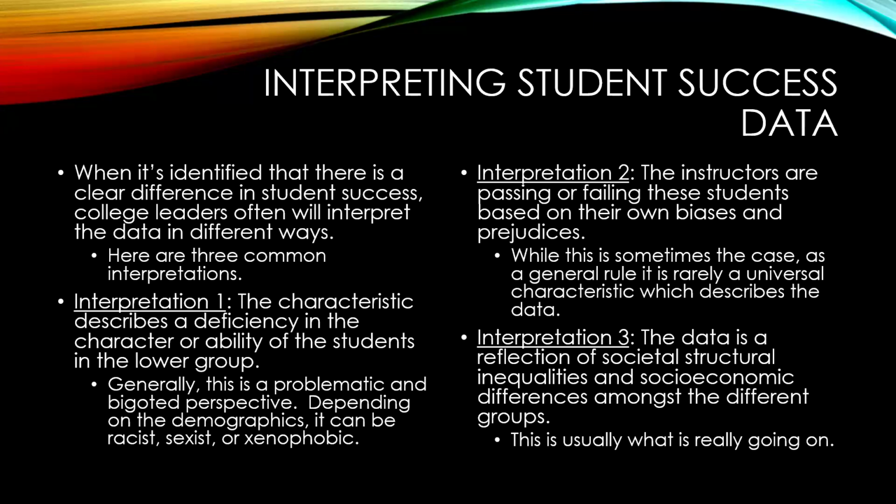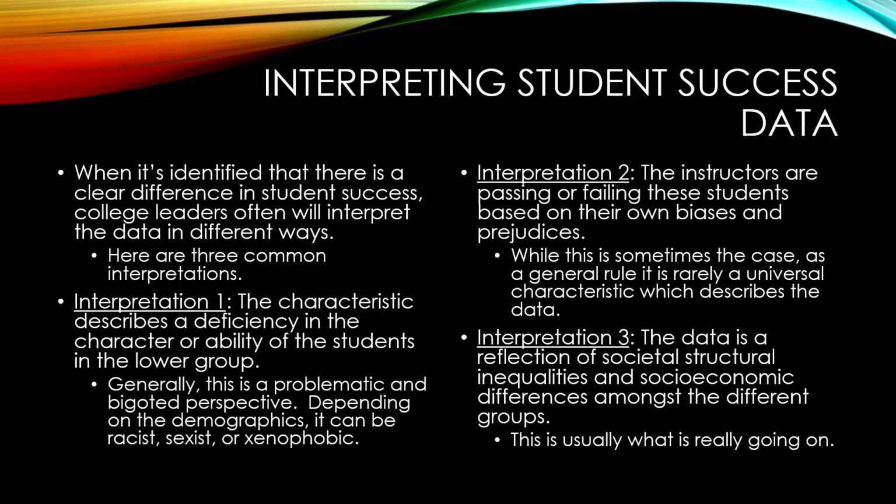When it's identified that there is a clear difference in student success, college leaders often will interpret the data in different ways. Here are three common interpretations. Interpretation one, the characteristic describes some deficiency in the character or ability of the students in the lower group. Generally, this is a very problematic and bigoted perspective. Depending on the demographics, it can be racist, sexist, xenophobic. Do not blame the group who is doing worse. That is a very wrong-minded approach.